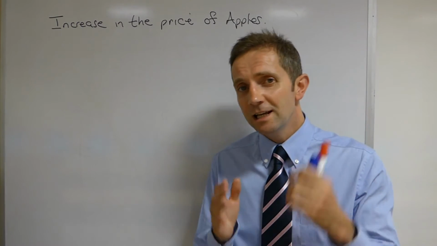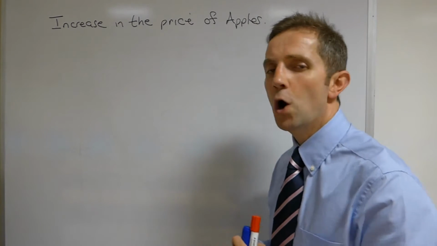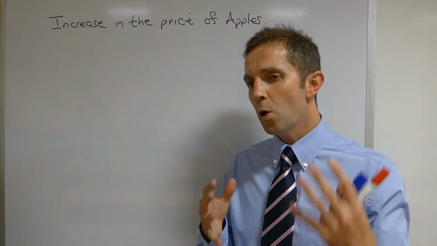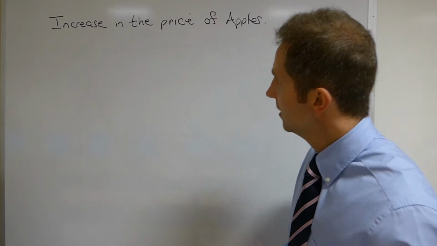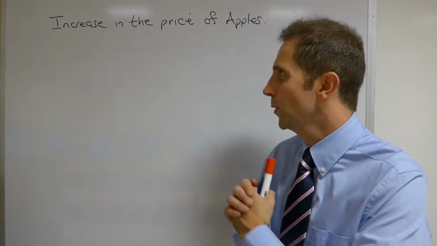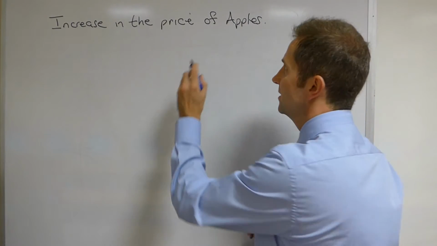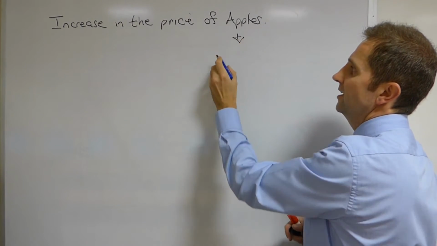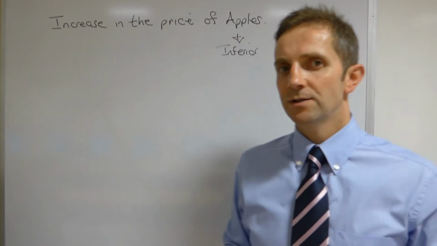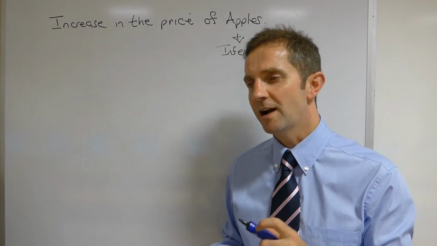I'm dealing with the diagrams on pages 10 and 11 of the Peter Smith OCR textbook. This afternoon I want to walk through with you the diagram, I think it's figure 1.1.2 in your textbook, where we have an increase in the price of apples, but the key thing is that apples are said to be an inferior good. So let's just consider what we mean by this term inferior before we get to the diagram.